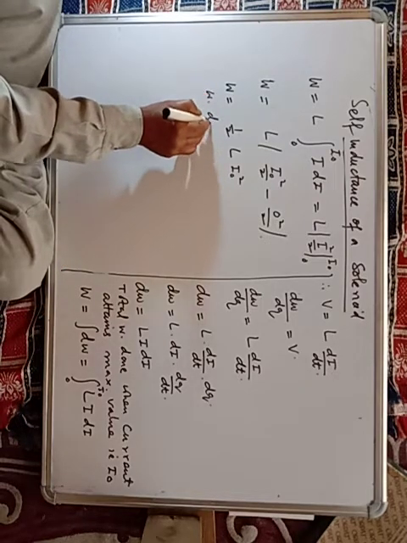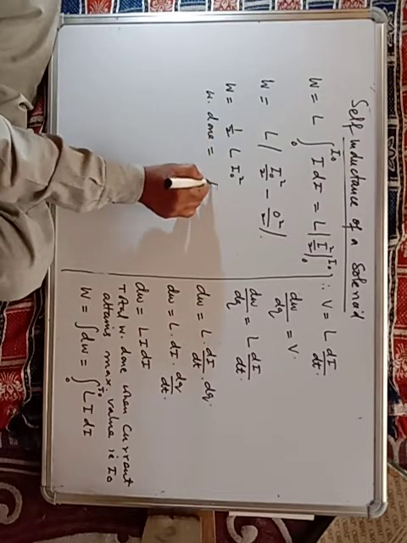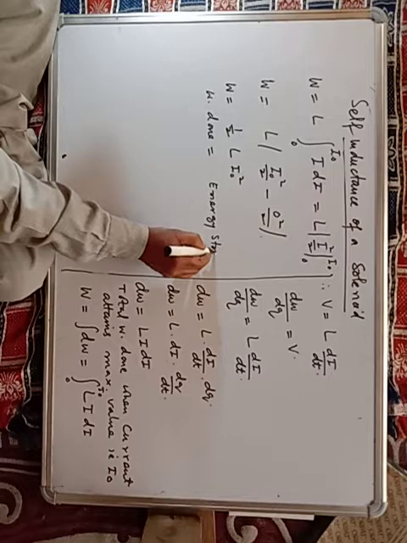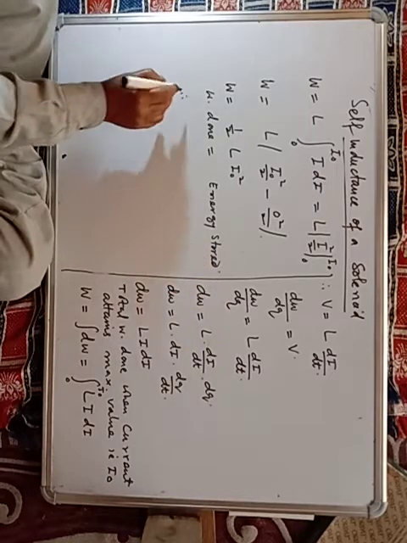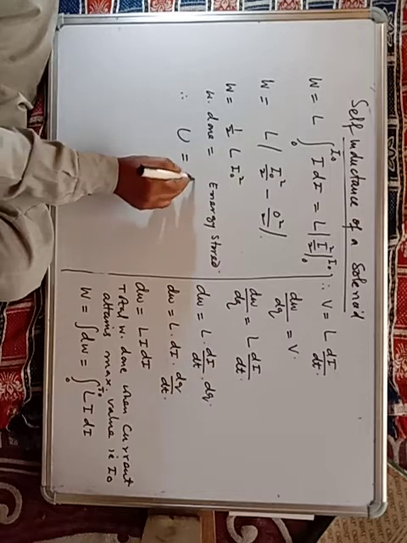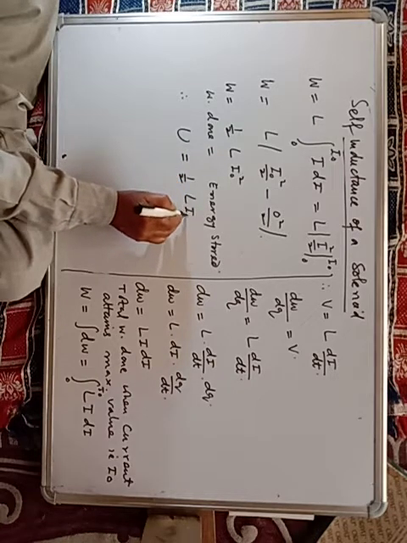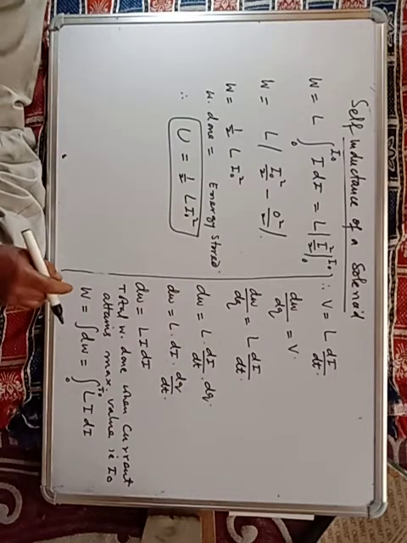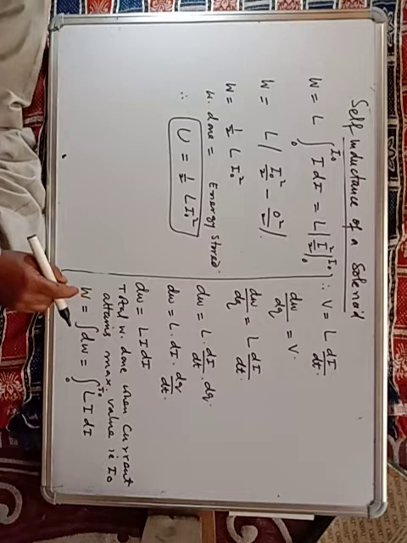Since work done is equal to energy stored, we can write here U is equal to 1/2 of L I naught square. This is the energy stored by the inductor.